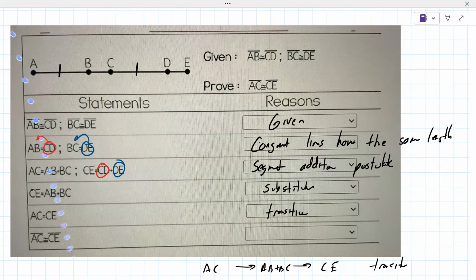Is that okay? Yeah. And then the last one here is kind of the opposite of the first two lines. It's like going backwards. They have the same length, so they must be congruent. So it's probably something like segments with the same length are congruent. Or it could be a converse situation. I don't know if you talked about that in class, but converse is when you're going backwards from the definition.